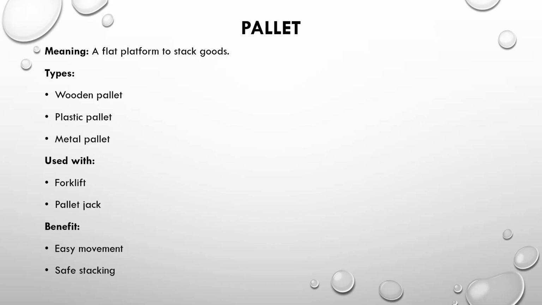And what is the equipment used with pallets? Pallets are moved using a forklift or a pallet jack. These tools help in lifting and moving goods safely. What are the benefits of using pallets? Pallets allow easy movement of goods. They also help in safe stacking and reducing damage and accidents. So pallets are a basic and essential part of warehouse operations.